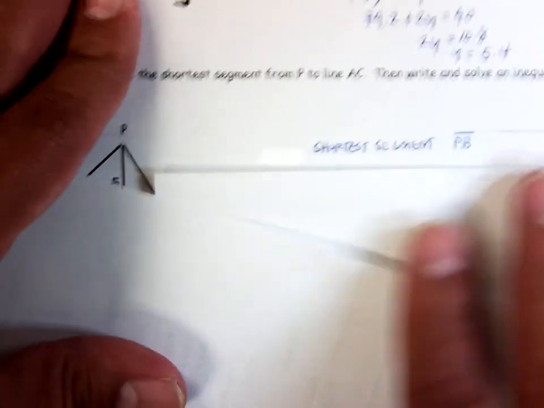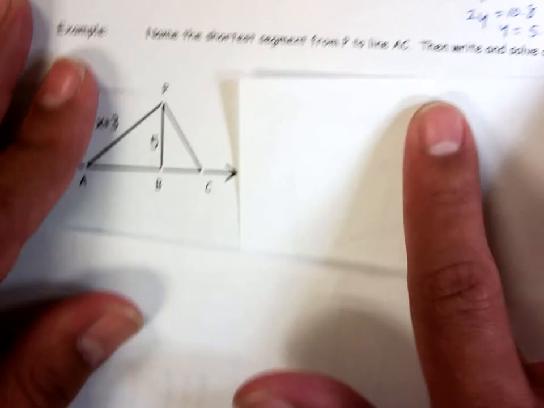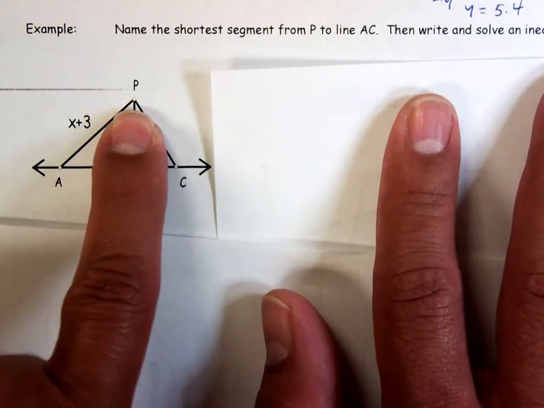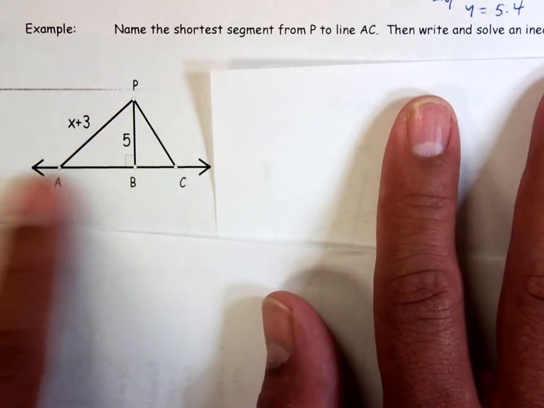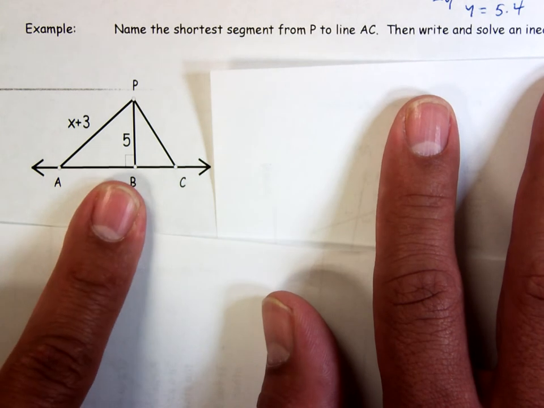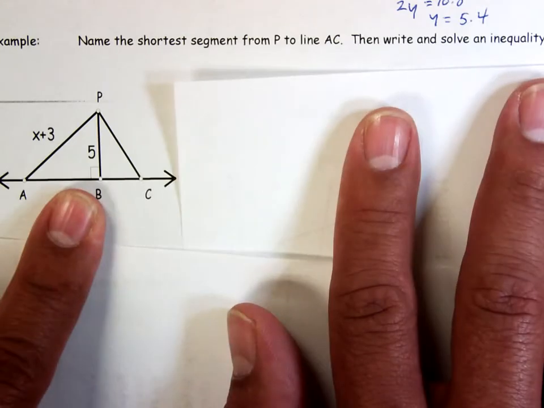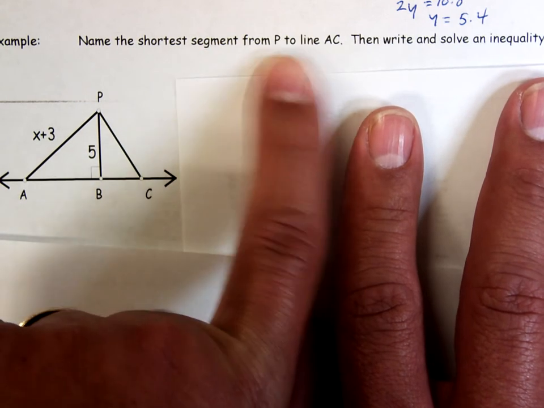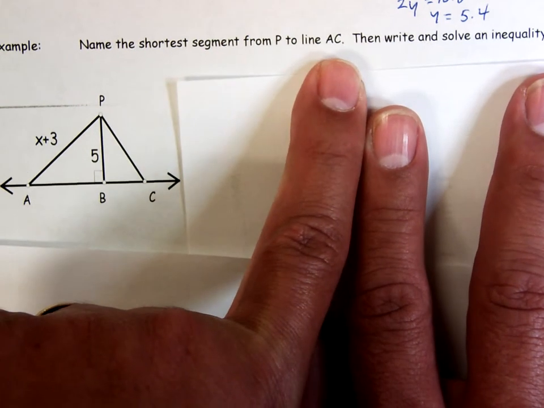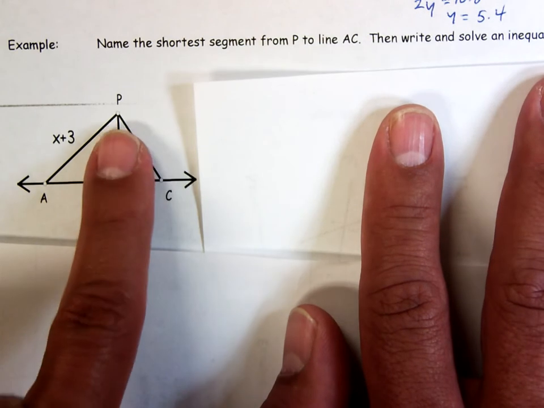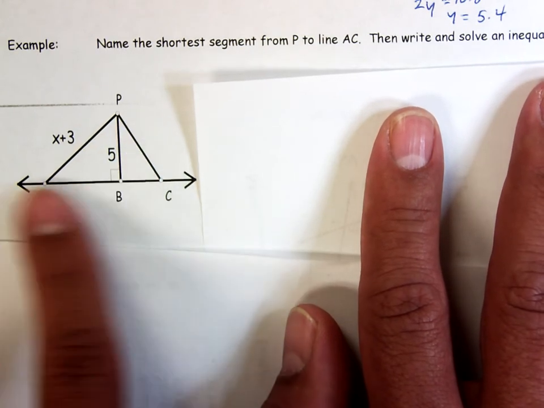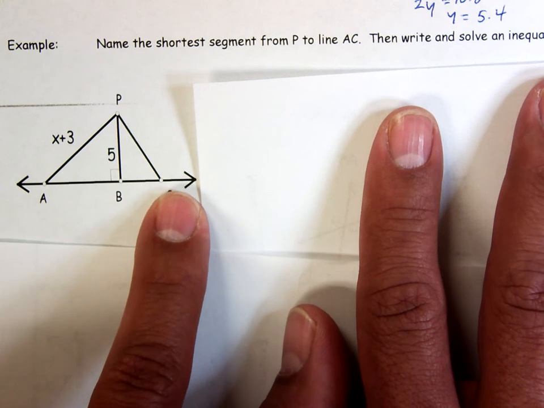So this is going back to the front page, but I told you that I've got an example. So I've got a picture here. I've got point P right here, and then I have this line AC. And so what it's asking us to do is just identify what is the shortest segment from point P to line AC. So, if I'm a little ant and I'm standing on point P and I'm going to walk towards line AC, what is the shortest path that I can take?